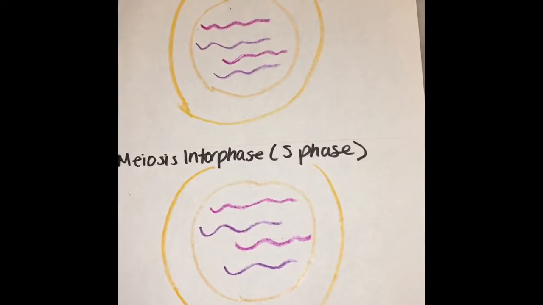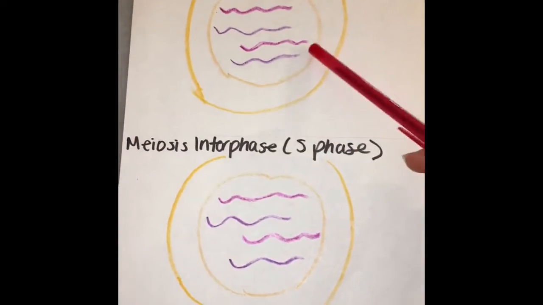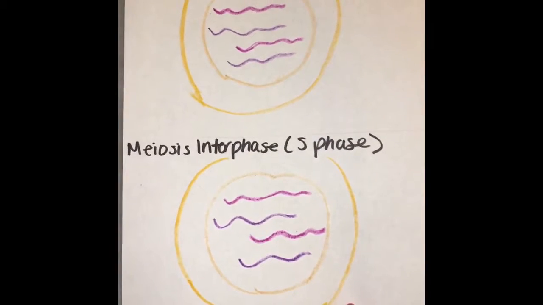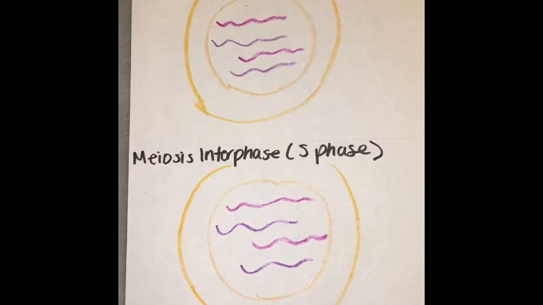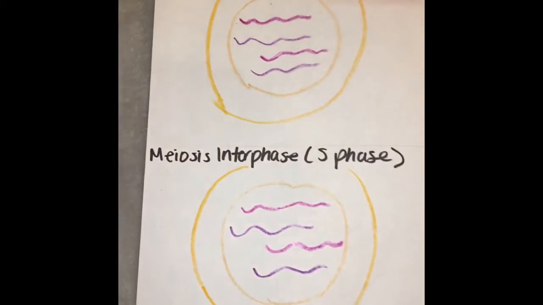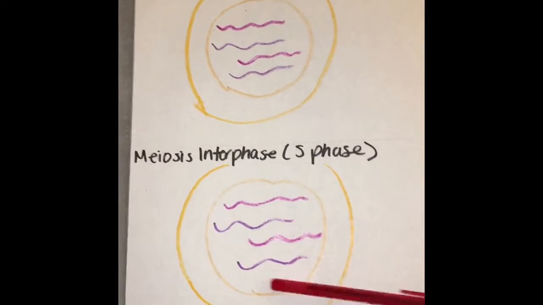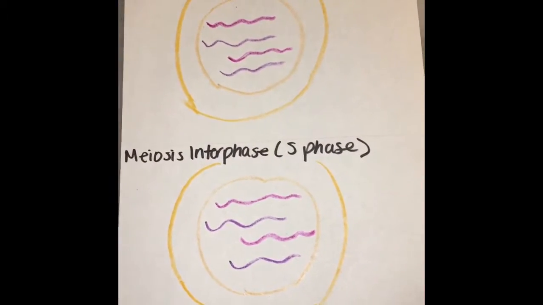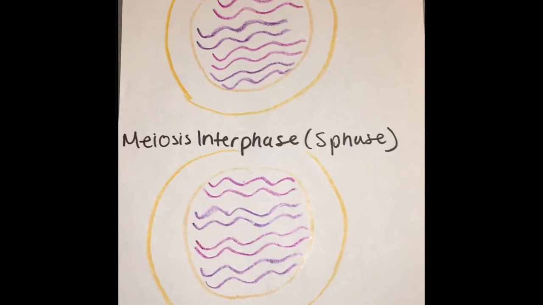So as you can see, both of these cells, we are beginning with 4 DNA strands in each cell. So this is a similarity. Both mitosis and meiosis start off the exact same way. So we begin with 4 at the top cell here, and then 4 DNA strands at the bottom cell right here. So now I'm going to focus on the S phase.